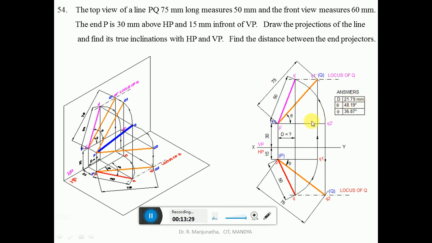Similarly, by using the protractor, you measure the true inclination with respect to HP, which is theta. In CAD, you are going to get 48.19, but when you are doing it manually, it will be 48 degrees.